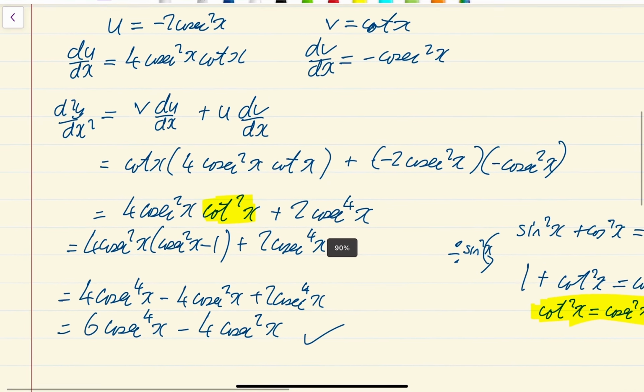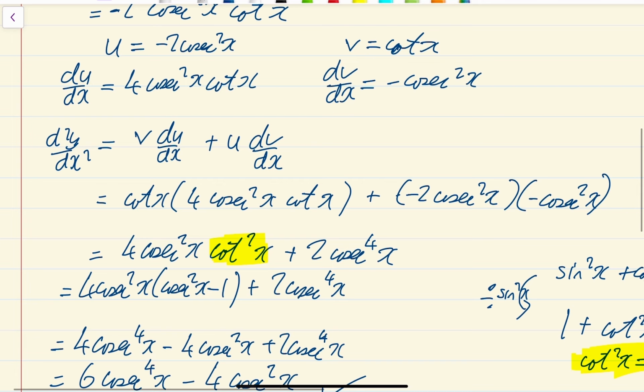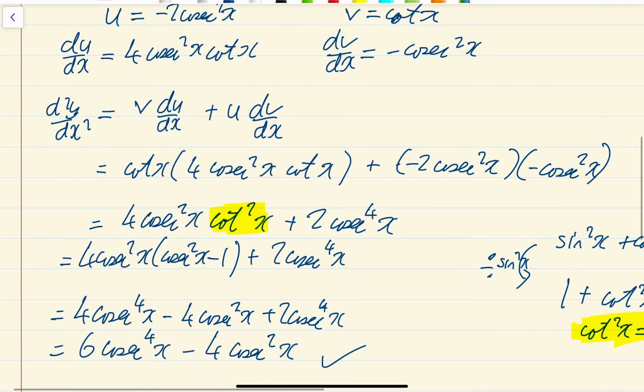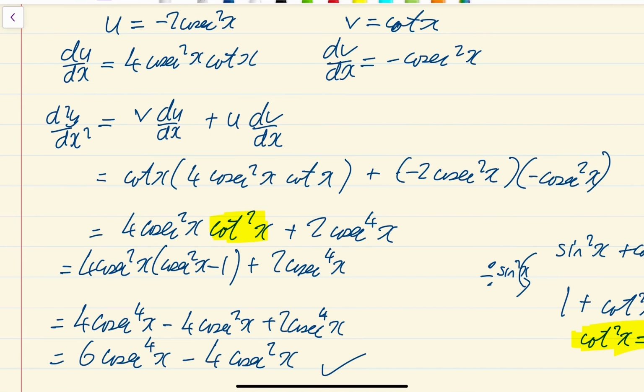Okay, so that's what you've got. So let's just go through that again. That was our d2y by dx squared, and we worked out our v, and our v was equal to cot. Our u was equal to minus cosec squared, and then you differentiate your u to get du by dx, which was 4 cosec squared and then cot, and your v differentiated to give you minus cosec squared, and then you have to change your cot squared to be in terms of cosec.